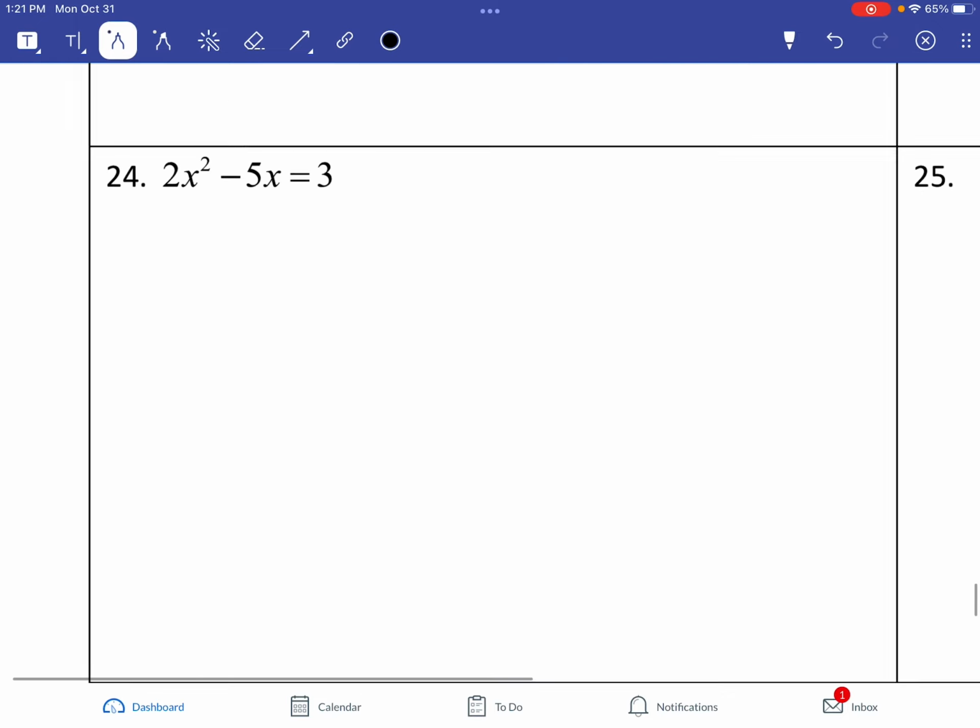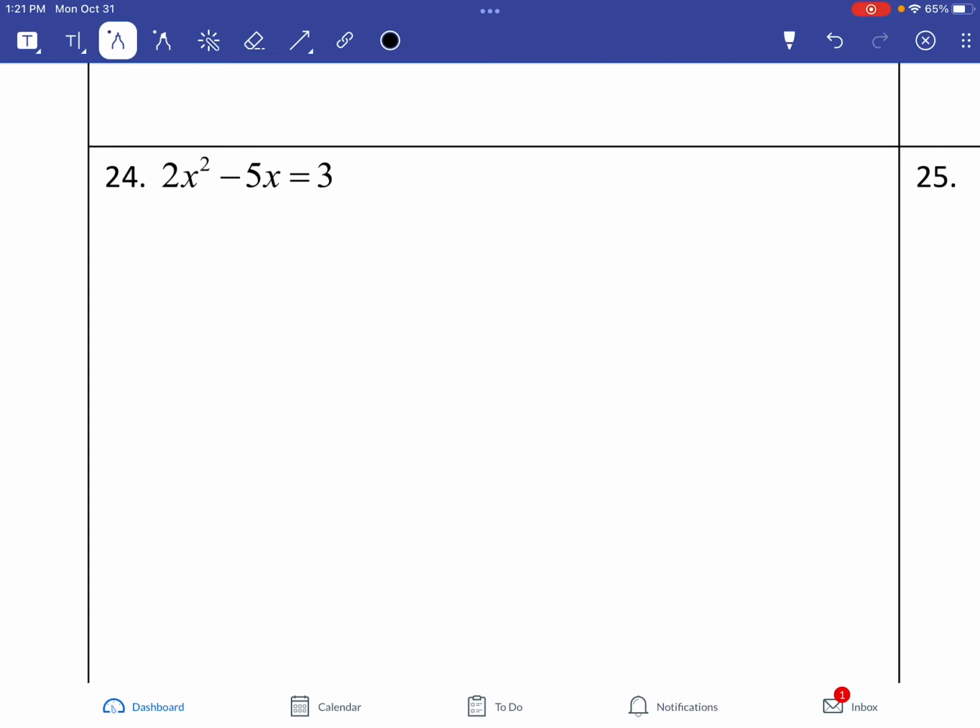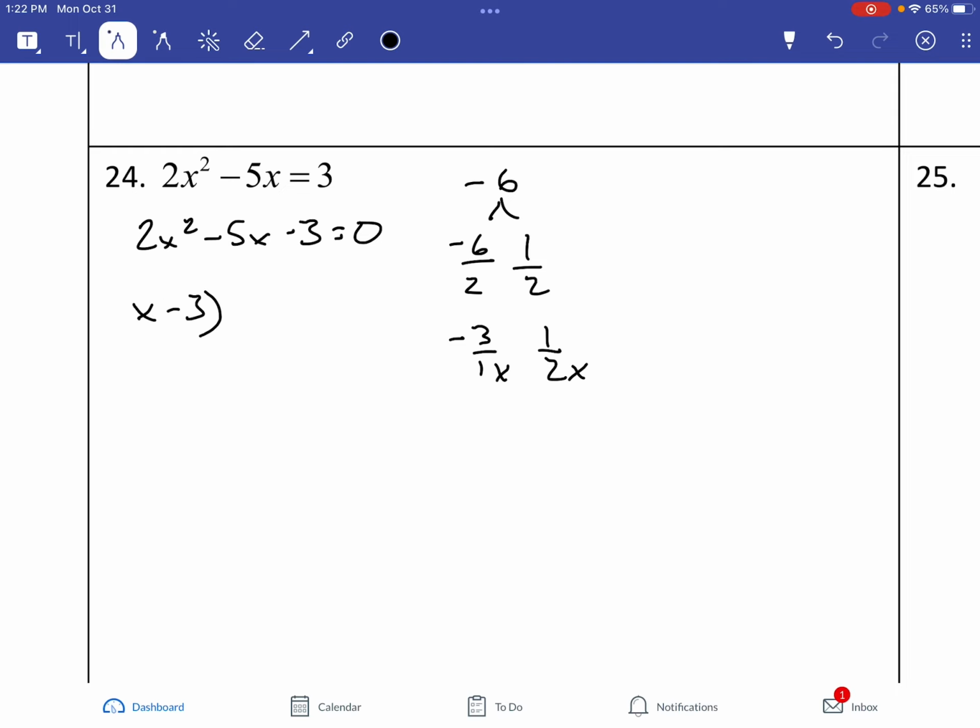And number 24, we have to get this equal to 0 first. So we're going to have 2x squared minus 5x minus 3 equals 0. All right, and now we can see we can factor this. Remember, 2 times negative 3 is negative 6. Factors of negative 6 that add up to negative 5 are negative 6 and positive 1. Divide those both by the first term of 2: negative 3 over 1 and 1/2. Bottoms up, I get x minus 3 as my first factor, and 2x plus 1 as my other one. Set those both equal to 0. X equals 3. X equals negative 1/2.